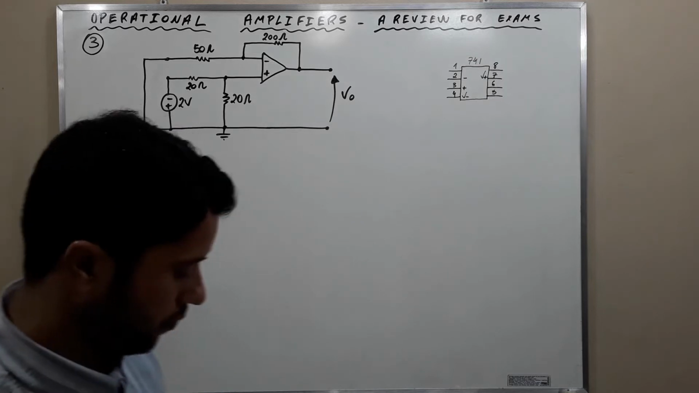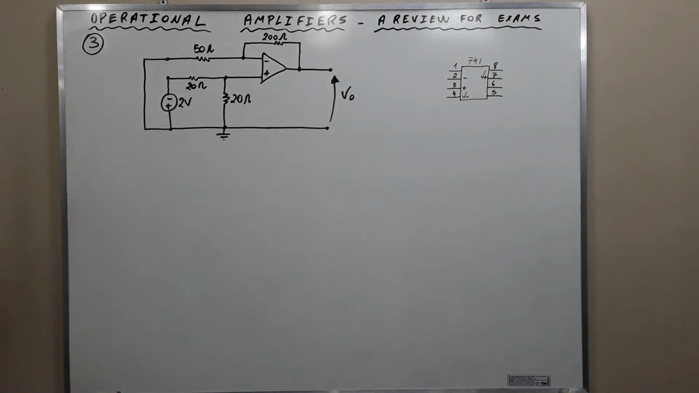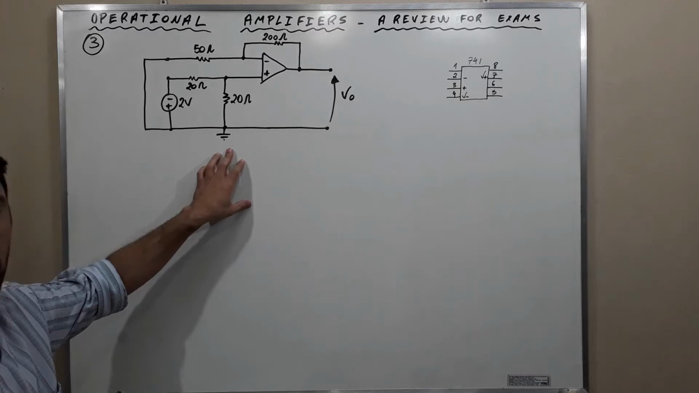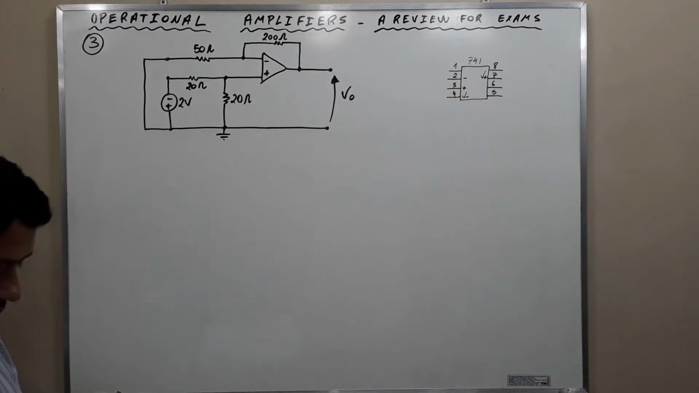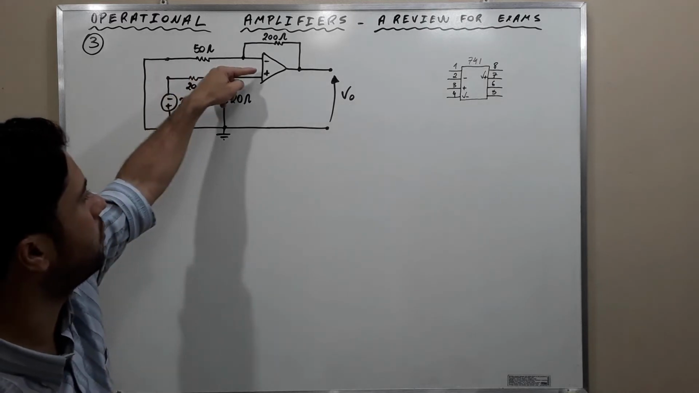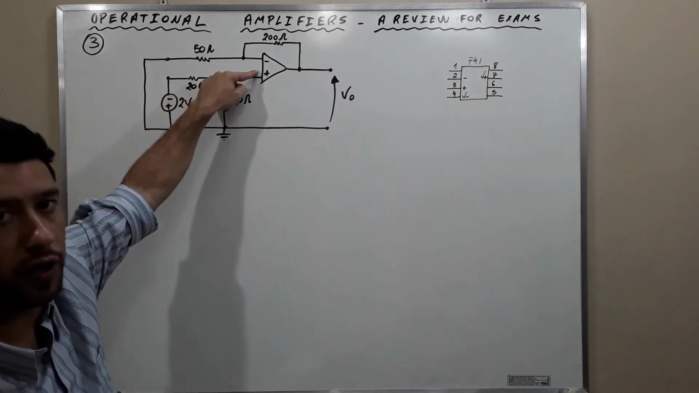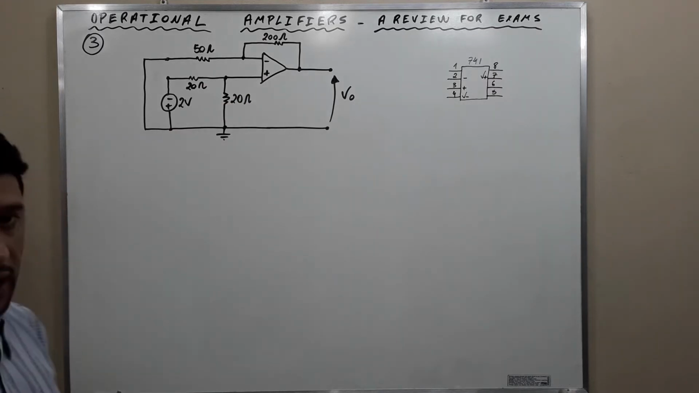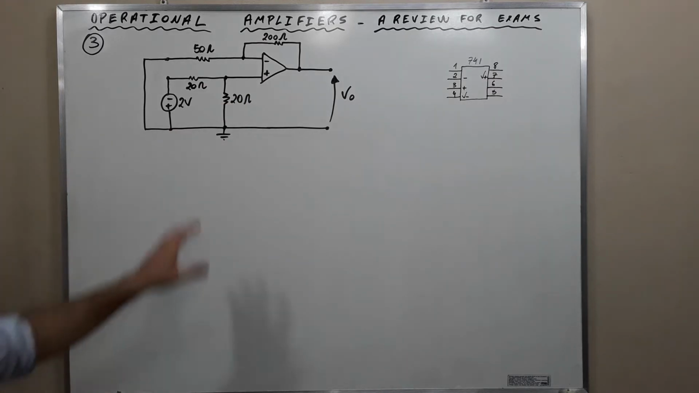Exercise number 3. What is the output voltage of the following amplification circuit? And this is the circuit that we are going to work on now. Let's go to the solution, my friends. Observe that the signal is entering through the non-inverting terminal here, okay? But take a closer look.